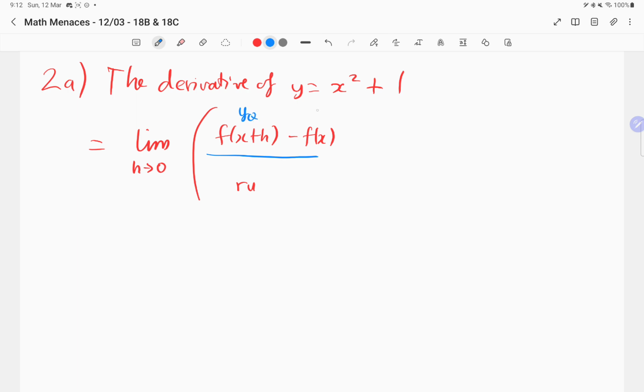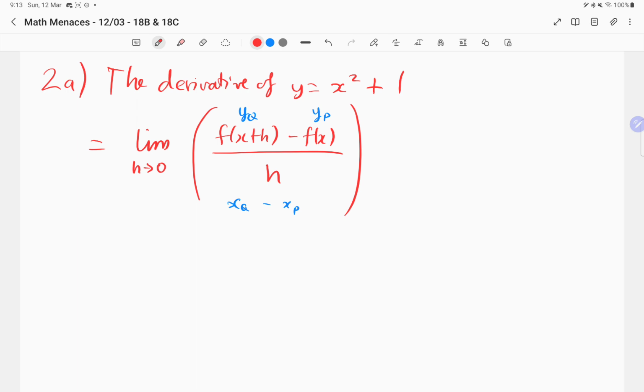y of the q point, and then this is y of the p point. Right, and then everything is over the x of the q point minus x of the p point, right? And that would be over just h. So this formula is something that you guys will need to basically remember for unit 2. All right, just need to memorize this.